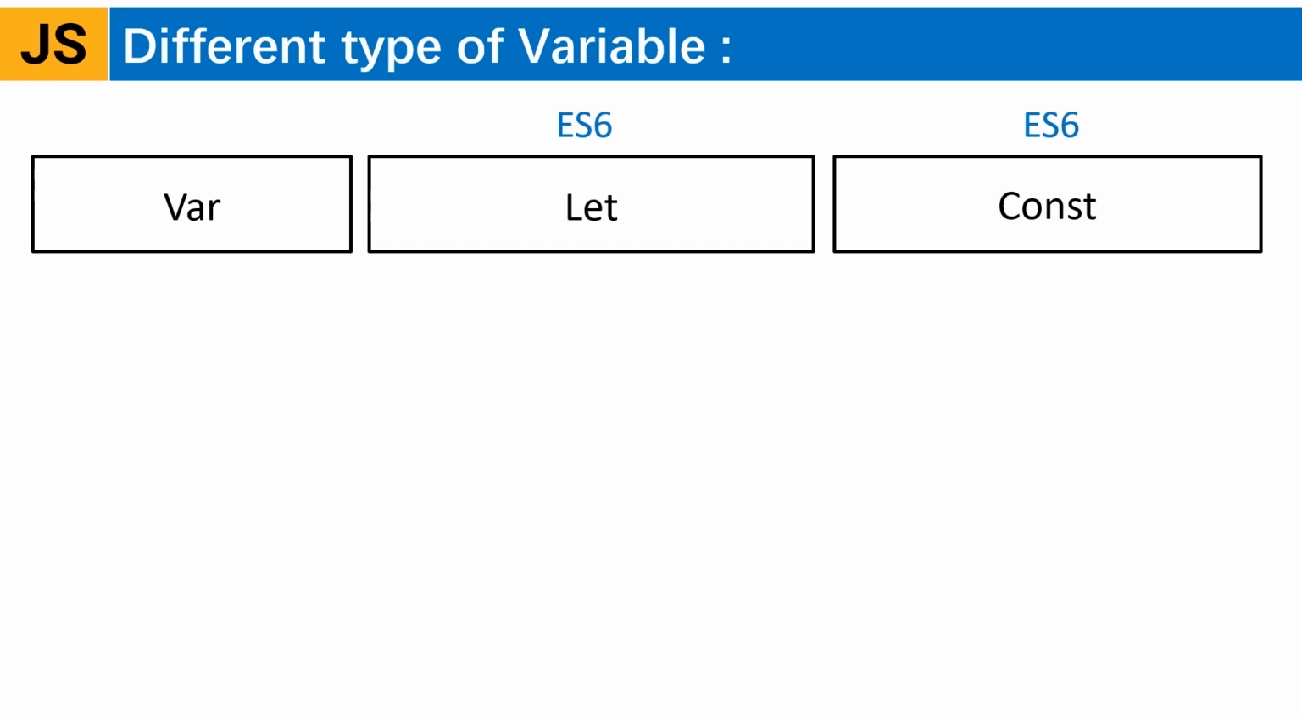Let's see an example. The main difference is their declaration method. Also, their value assigning process is different. If I try to create a variable with var, first we need to type the var keyword, then the variable name, assigned with a value. Similarly for let we need to type let, and for const we need to type const.